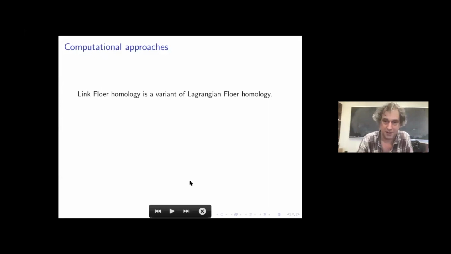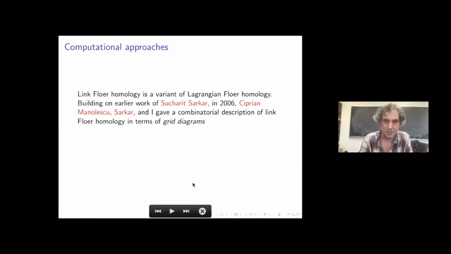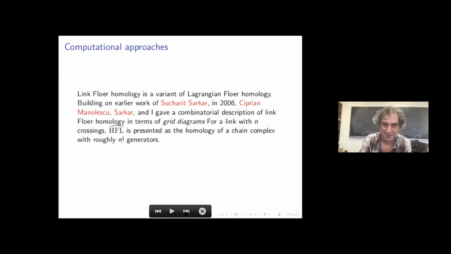So it's a variant of Lagrangian Floer homology. In 2006, building on earlier work of Sucharit Sarkar, Ciprian Manolescu and I gave a combinatorial description of link Floer homology in terms of grid diagrams, which is really wonderful. You can teach it to undergraduates, and we have a book about it, and I recommend it very strongly.